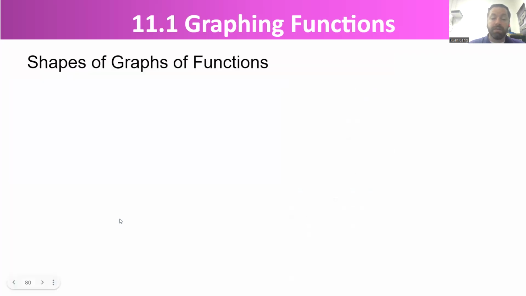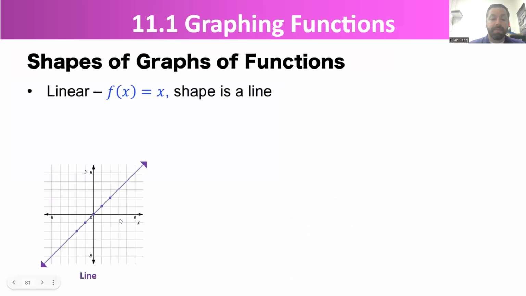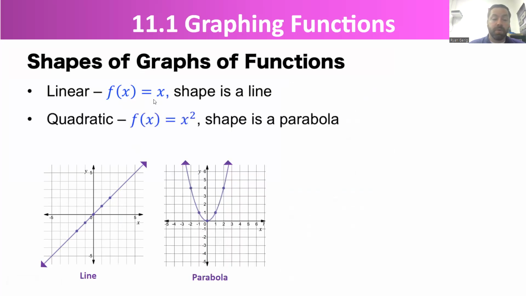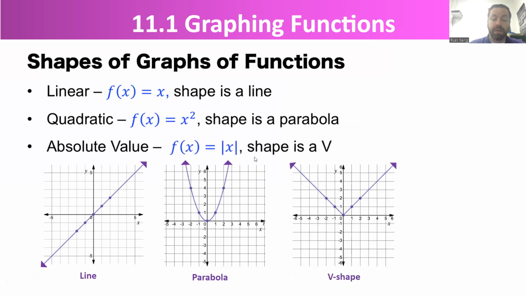So the shapes of graphs of functions, just to recap. A linear function, which was this equation here, is a line. A quadratic, x squared, shape is a parabola. It's a U, and the absolute value shape is a V.